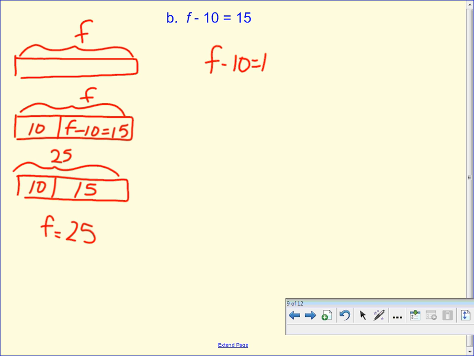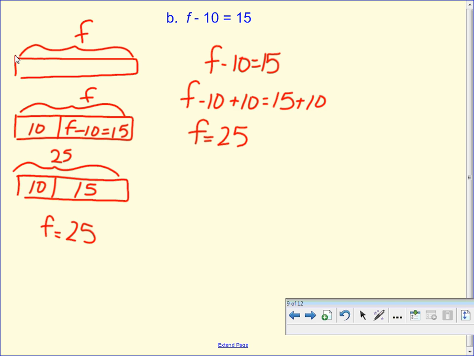Algebraically, so F minus 10 plus 10 gives me my identity. But I also have to add the 10 on that side. So F equals 25. Did they have a question on that? You want to raise their hand where one of those numbers came from?